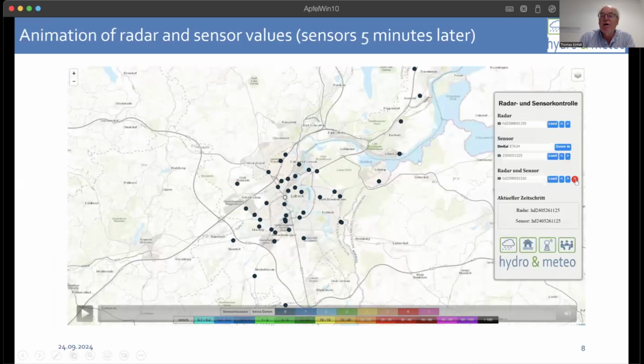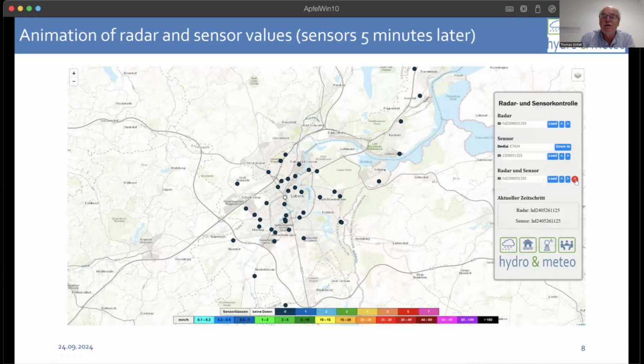So how does it look? We have the sensors here as black dots. And when they are measuring something which is not 0, then they get a different color. And we have radar data, adjusted with the ordinary rain gauge network.